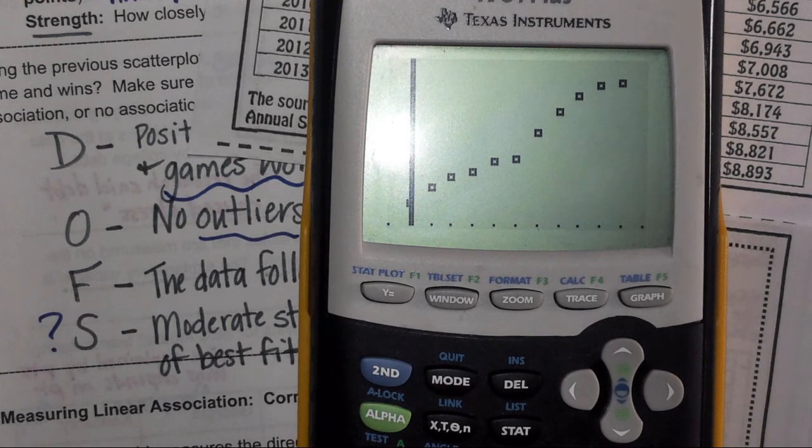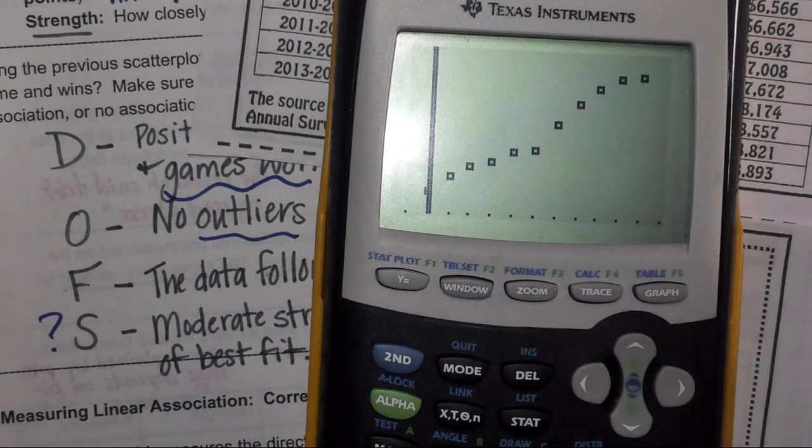No, but it would help if we fit a line through this data before we start calling outliers anyway. So that one's a question mark. What about the F, the form? Looks pretty linear to me. Is this linear? That's the question.